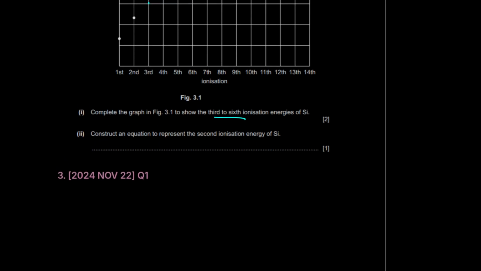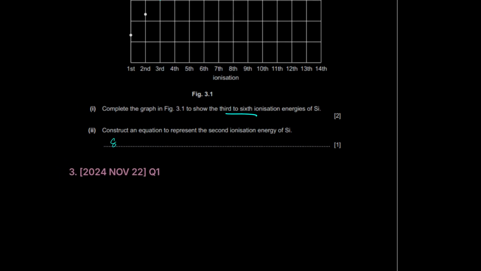Construct an equation to represent the second ionization energy of silicon. So what's the second ionization energy? Second ionization energy means you have a 2 plus gaseous ion of silicon. So how do you get a 2 plus gaseous ion? Well, you'll have to have a 1 plus first, and then you'll have to remove the electron from a 1 plus ion to get a 2 plus ion. And that is basically the second ionization.